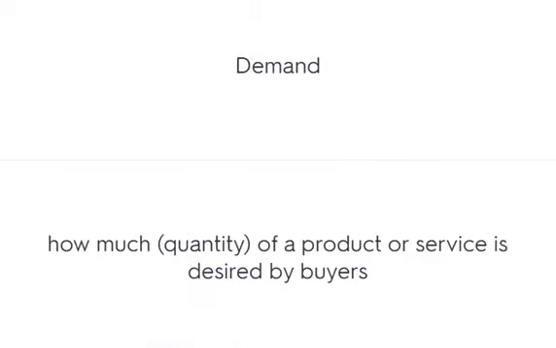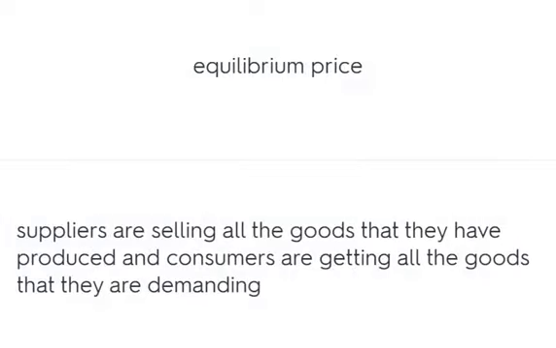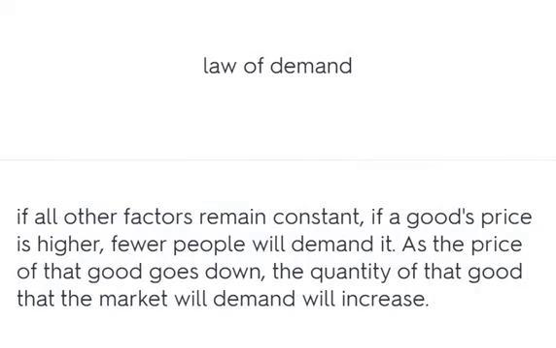Demand: how much of a product or service is desired by buyers. Supply: the total quantity of a product or service that the marketplace can offer. Equilibrium price: suppliers are selling all the goods that they have produced and consumers are getting all the goods that they are demanding.